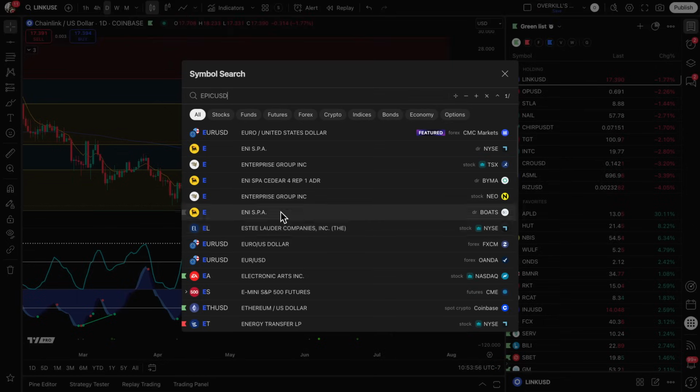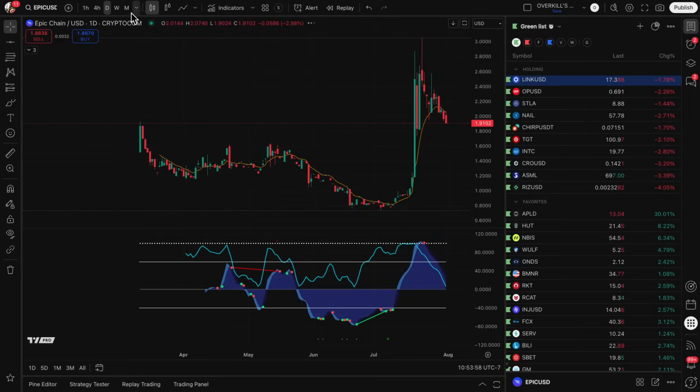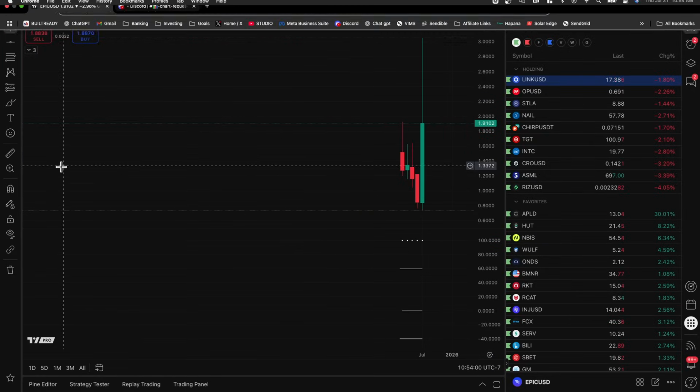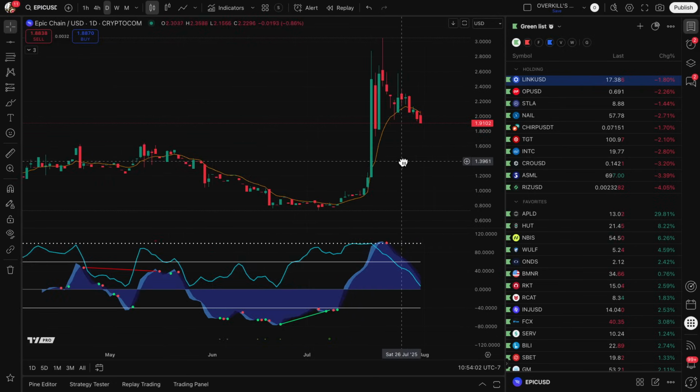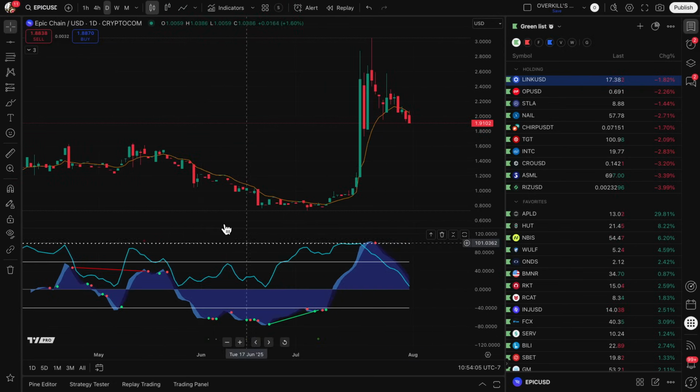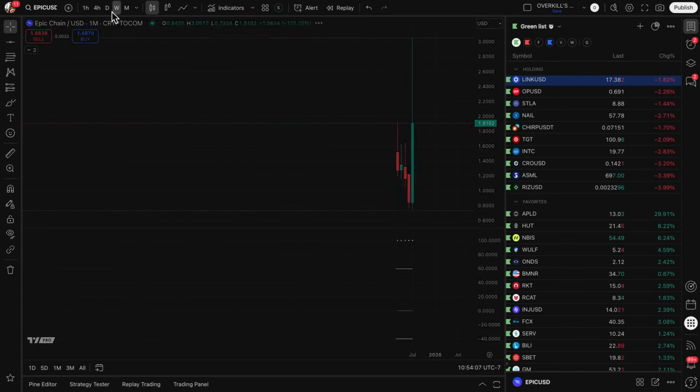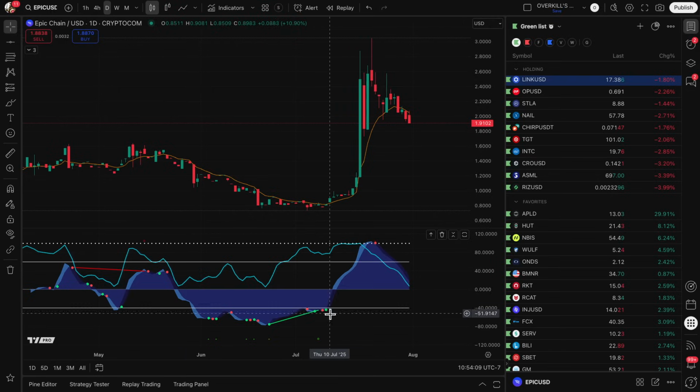Okay, you're playing the continuation on that. Epic Chain. This looks like an interesting project here, but it's selling off now. So I'd be waiting for the daily on this one. Again, another newer project that I can't see anything on. So you'd have to wait for the daily alert.